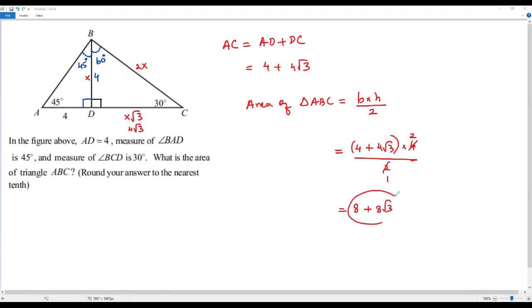Here I can use a calculator to get the simplified value of this. I also have to round the answer to the nearest tenth according to the information. When I evaluate this numerical expression and round it to the nearest tenth, I am getting 21.9. Therefore, the area of triangle ABC is about 21.9 square units.